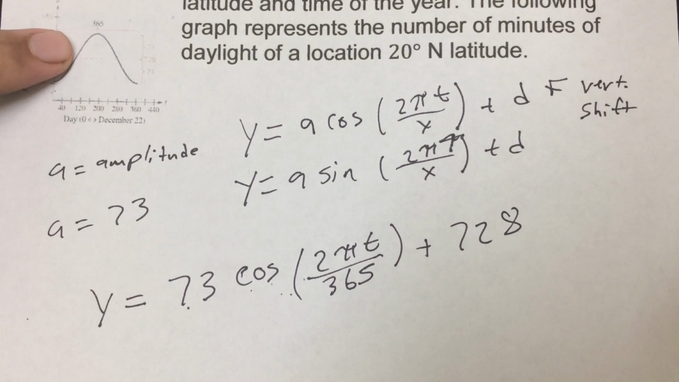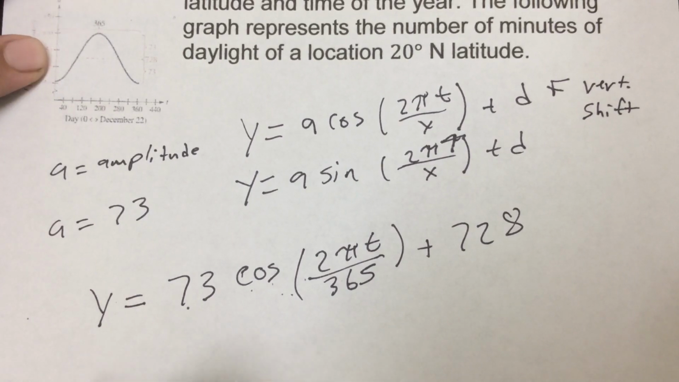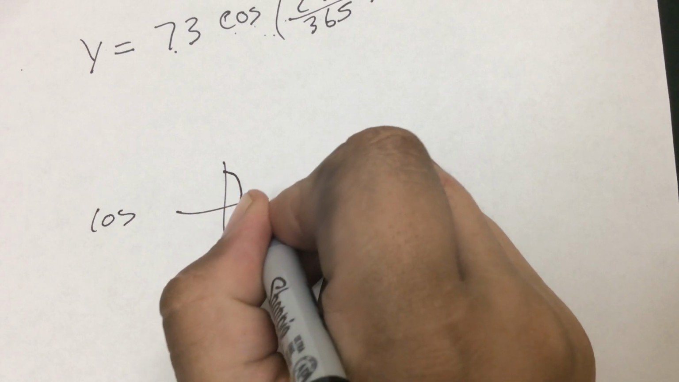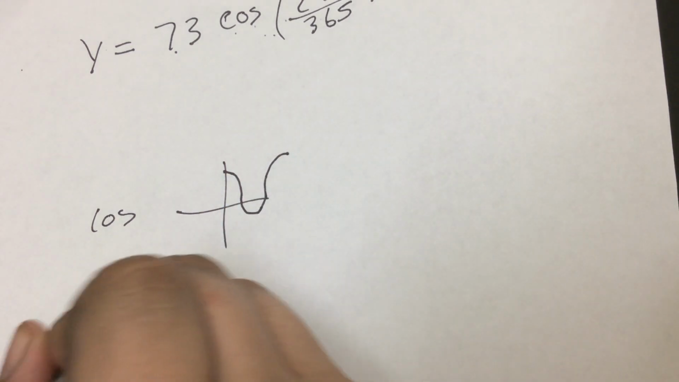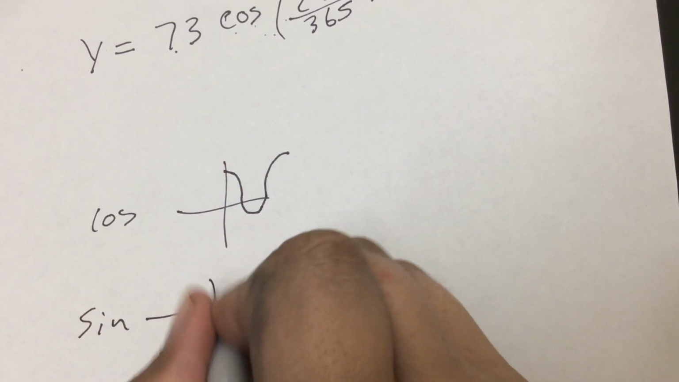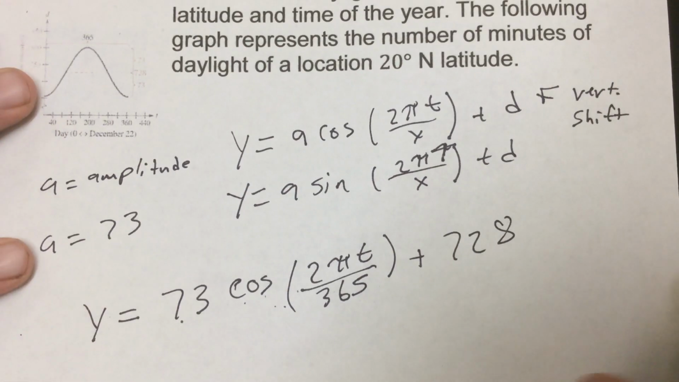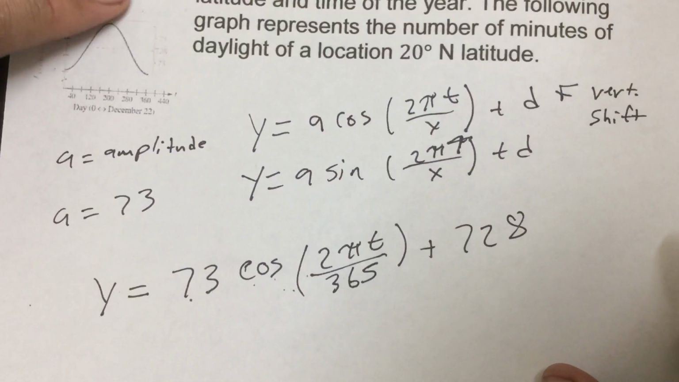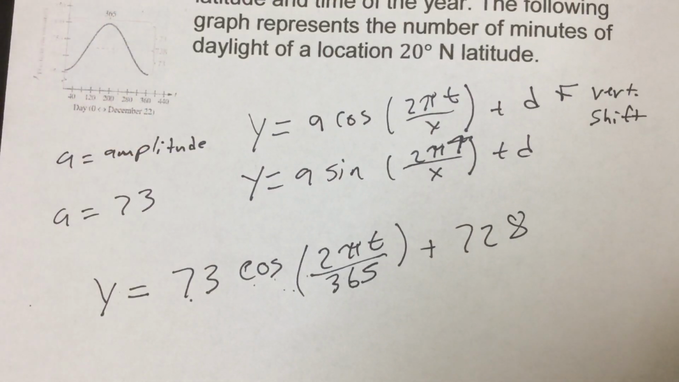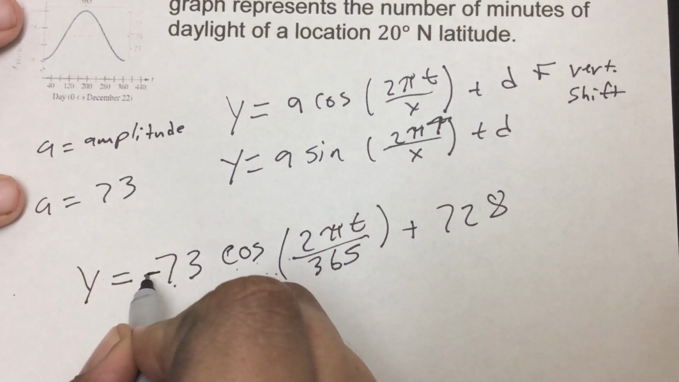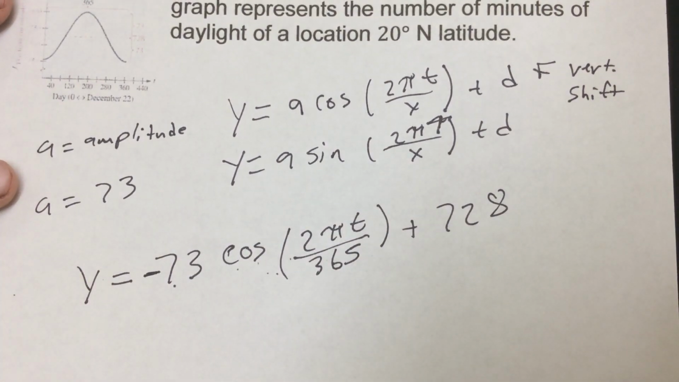Now, the only thing is, when we're looking at this, so now cosine, I'm going to write this down and we'll come back up. So cosine does one of these. It starts up, curves down, curves back up. So looking at our graph, we're starting down, curving up, going down. So what we have to do is we have to flip it over, and since it's a vertical flip, we're going to put a negative in front of the 73.